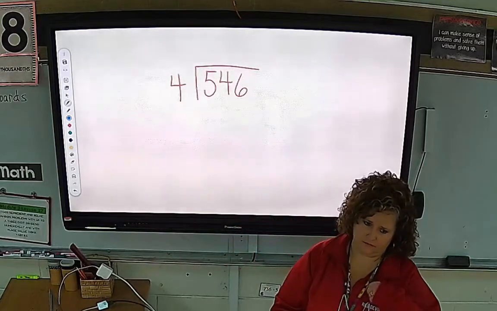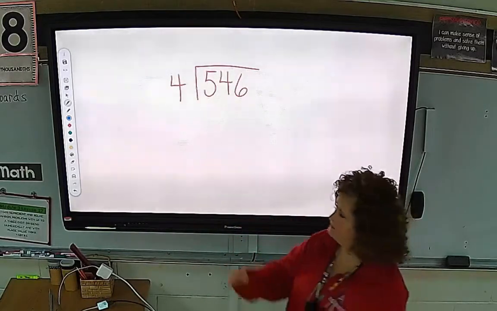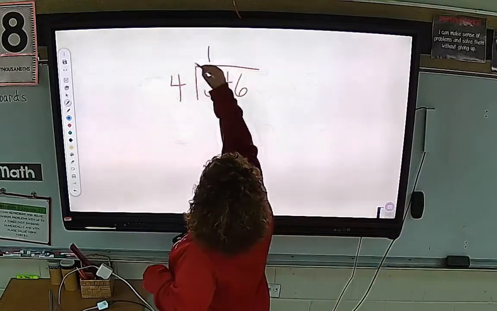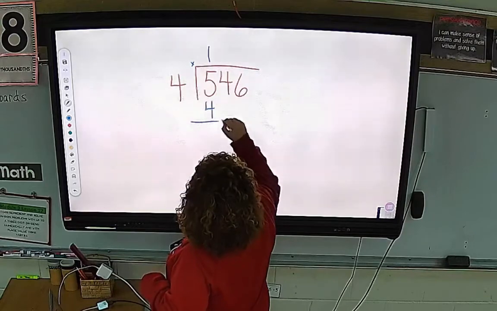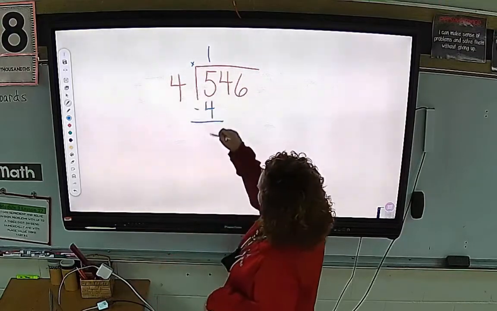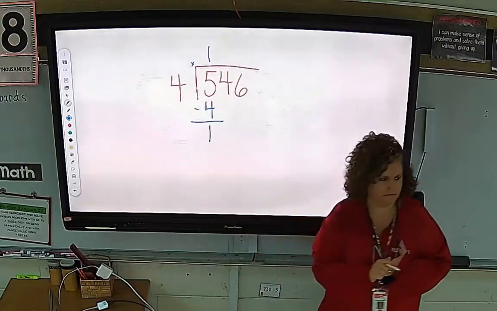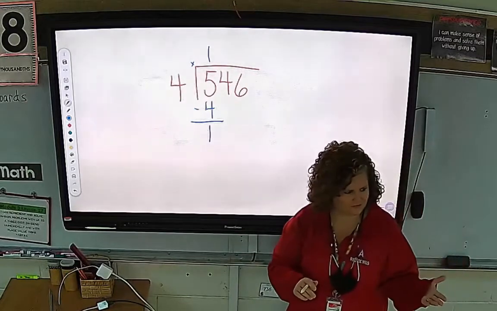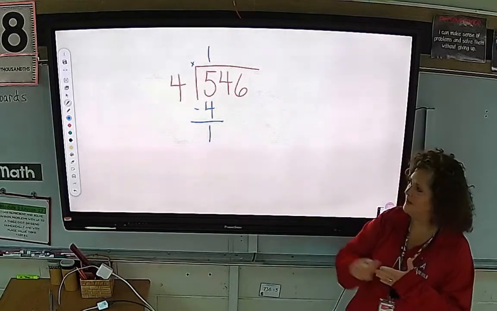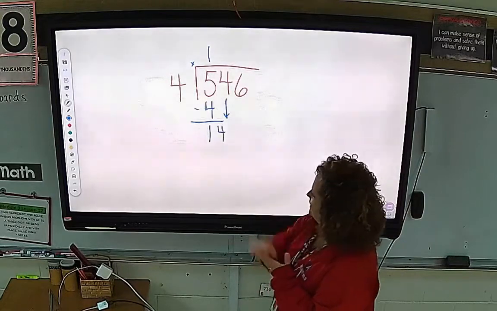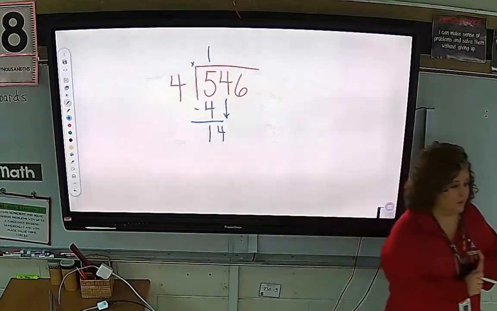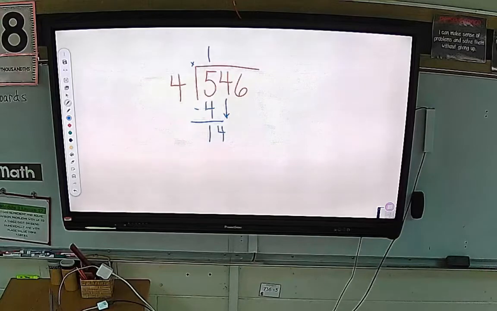1. Alexandria, how many? Just 1. Okay. So 4 times 1 is 4. Subtract that from 5 and get 1. Good so far. What am I going to do? Put a 4 down. Bring down the 4 with the 1, so now we have 14. And how many 4s? What's the most 4s we can get out of 14 without going over?